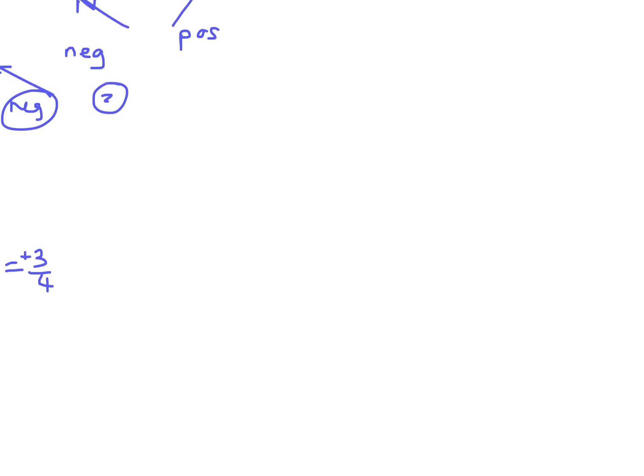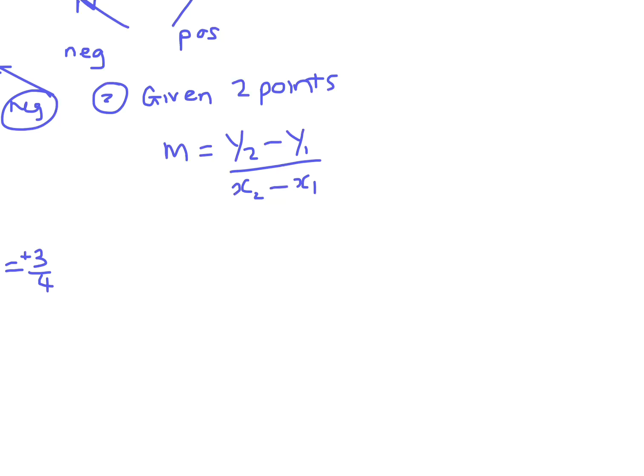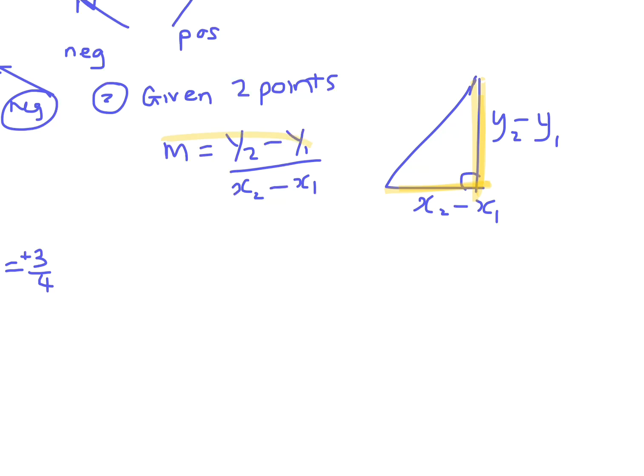secondly, if you're given 2 points, you can always find the gradient because you just use the 2-point formula. y2 minus y1 on x2 minus x1, which really just models the rise over the run. Because if you have 2 points, this is the difference between the y's and here is the difference between the x's. And if you did the rise on the run here, then that's what you'll get. You get this formula here.